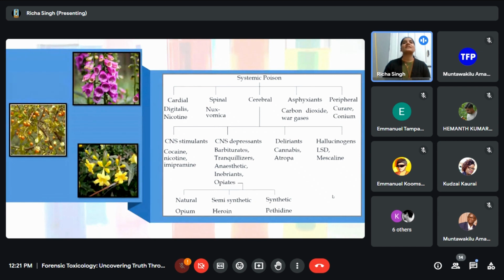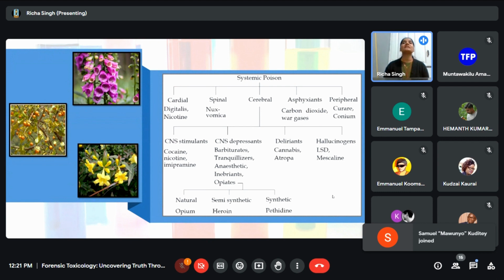So cardiac stands for the cardiac poisons. Basically, it affects the cardiac system or the heart. Very common examples for this are digitalis, nicotine, or wolf's bane. Then spinal, which basically affects the spinal cord, and that is nux vomica or gelsemium. Then we have cerebral, the broader classification we'll discuss next.